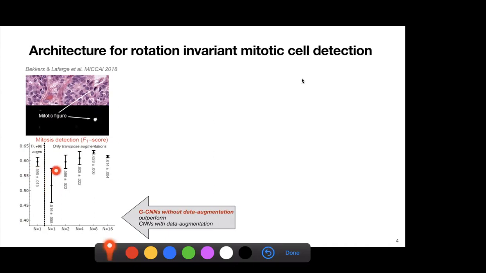But now if we turn on the group structure, so we sample more rotations in our convolutions, we see we start getting on par with the data augmentation. And at some point we quite significantly outperform the 2D CNN without doing any data augmentation. So that we do not do data augmentations to confirm that indeed we learn to be invariant. And that's what you see over here. So it's become quite a bit better.